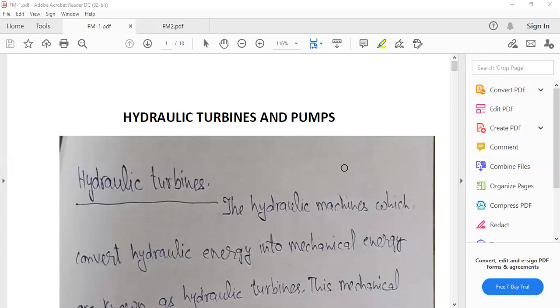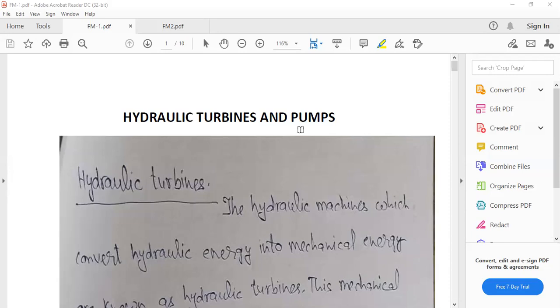So from today we will start hydraulic turbines and pumps. So when we talk about hydraulic, what is the meaning of hydraulic? It is made from the word hydro. Hydro means water. So the devices in which working fluid is water, those devices are known as hydraulic devices.